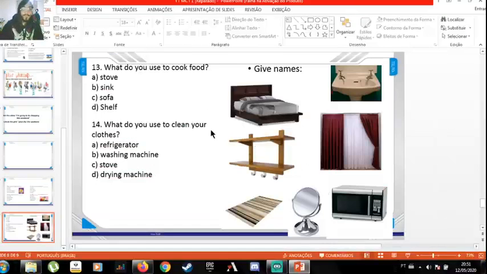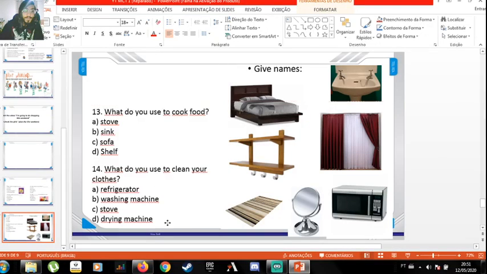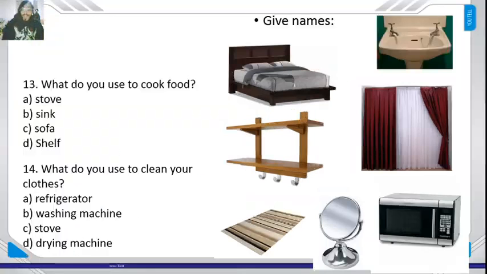So, guys, put your attention, focus on the question number 13. The question is, what do you use to cook food? Letter A, stove. Letter B, sink. Letter C, sofa. Letter D, shelf. The correct alternative is the best alternative. What do you use to cook food?